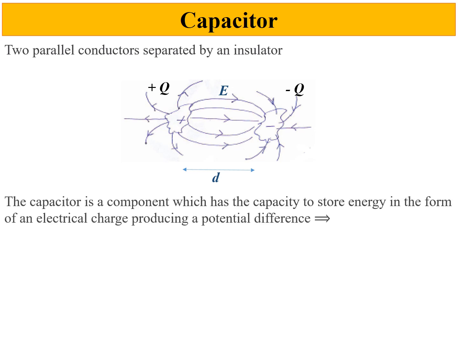The capacitor is a component which has the capacity to store energy in the form of an electric charge, producing an electric potential. C equals Q over V, so the capacitance is always the ratio of Q over V. You should understand that C neither depends on Q nor depends on V.